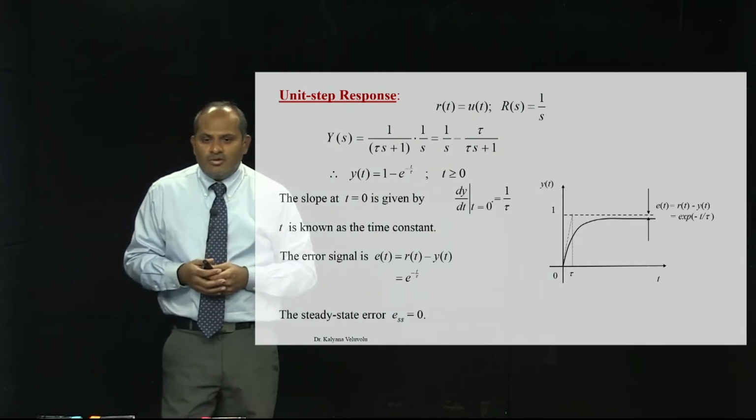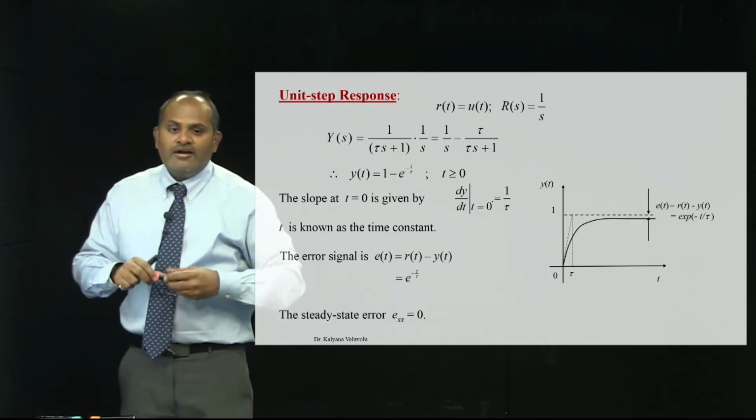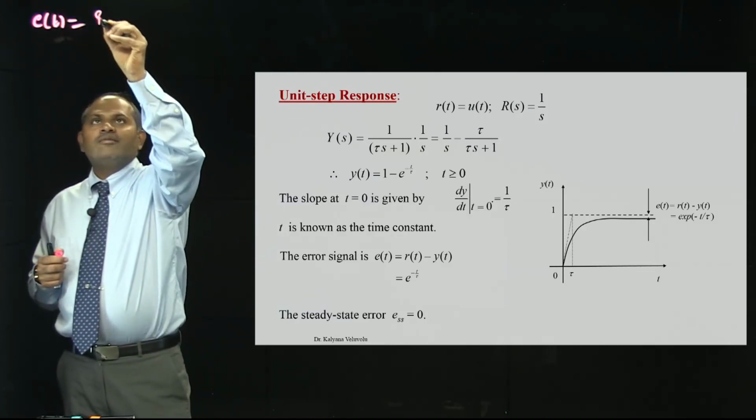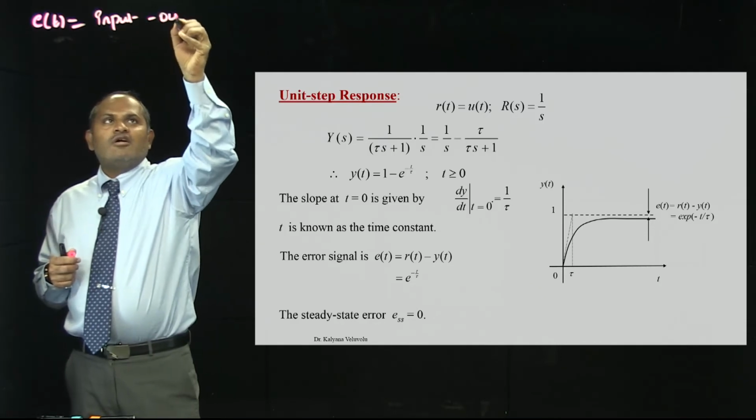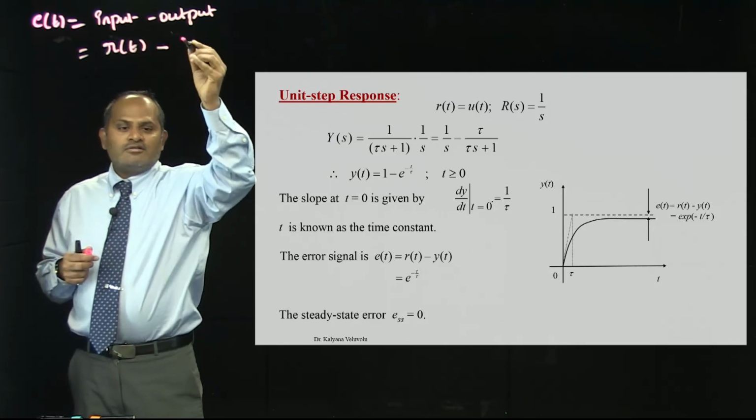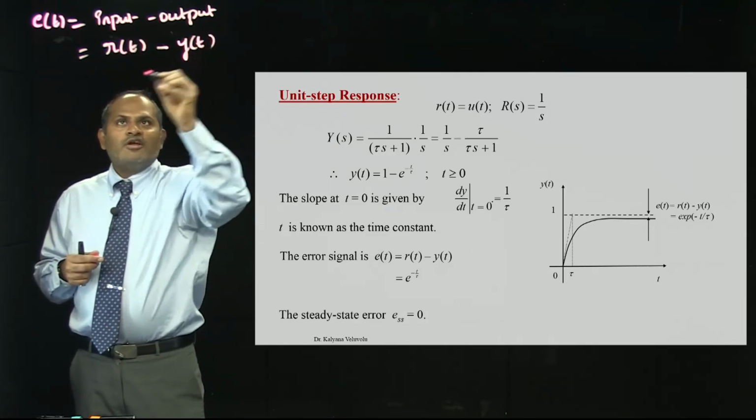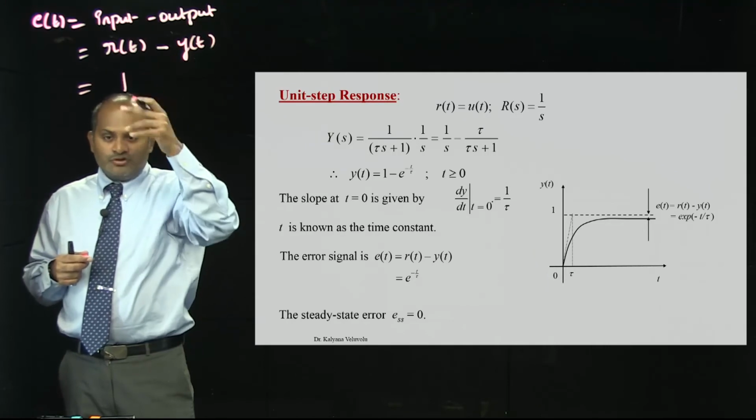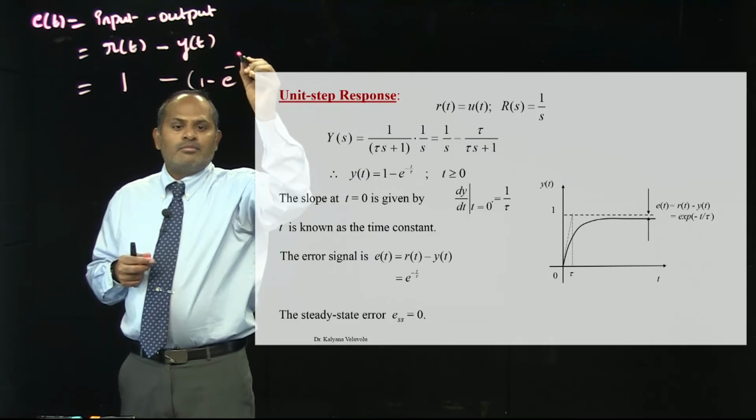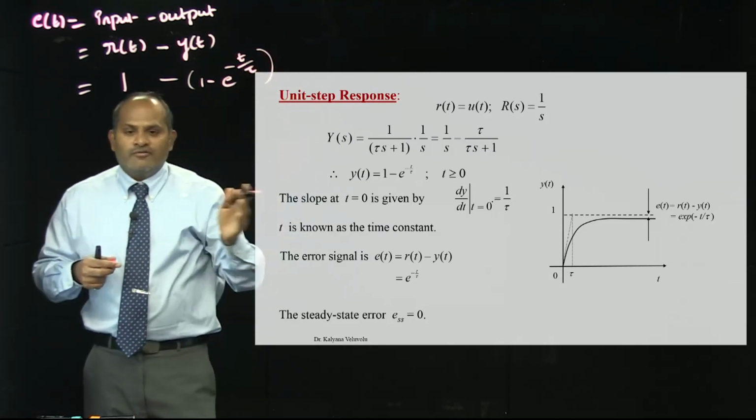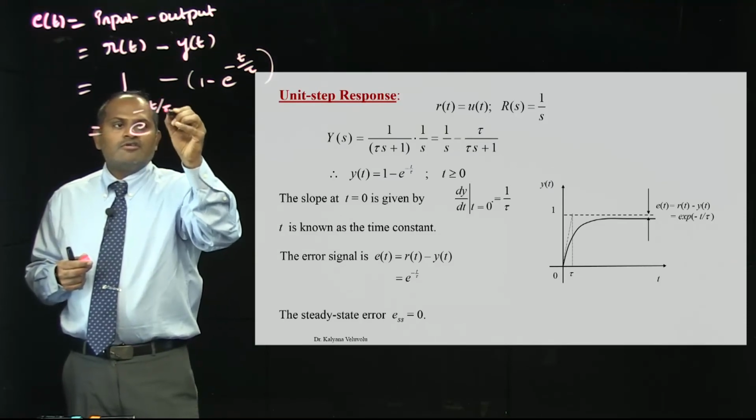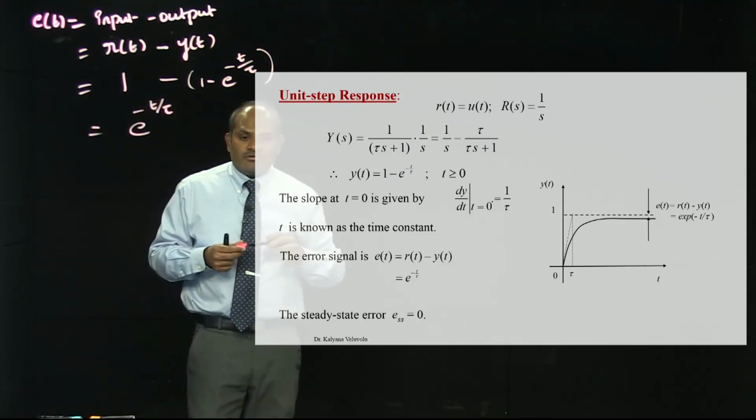Next, error. What is error? Error is defined as input minus output. In our case, R of t minus y of t. Here the reference is 1, the unit step input, and the output is 1 minus e power minus t by tau. If we do that, I get e power minus t by tau. This is the error dynamics.